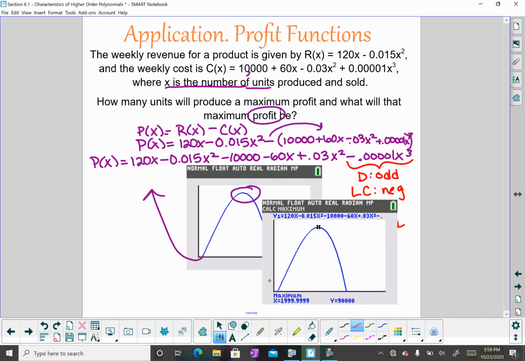So what does my X stand for? My X is the number of units sold. So 2,000 units will result in the maximum profit. And my Y, 90,000, is the maximum profit that we can have from this function.